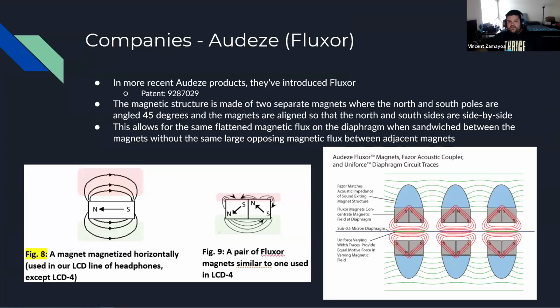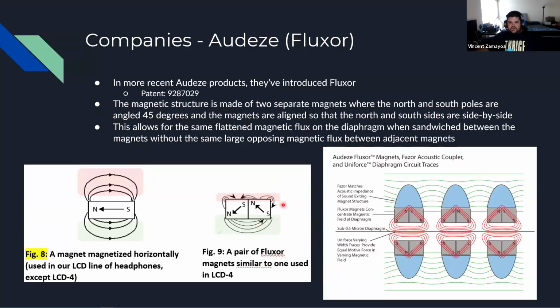Nowadays, they have something they call Fluxer. They started this in the LCD-4. They made the magnets still north-south or south-north, south-north. So they're still kind of the same way, but they set them at 45 degrees. They set them together. And so you'll notice that you still have this magnetic field generated here, but on the top side, it's much smaller.